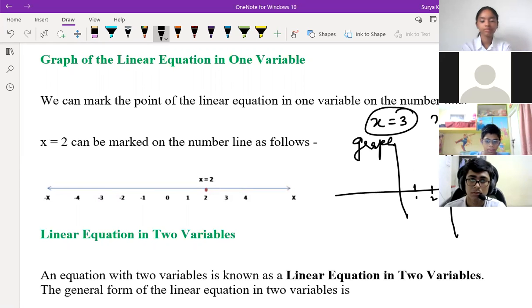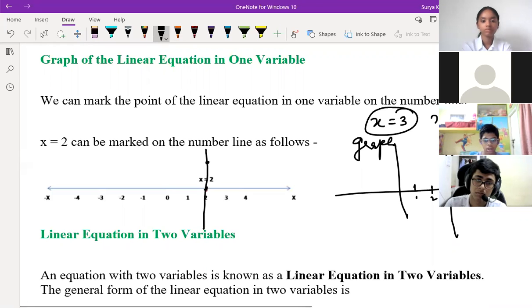So x is equal to 2 can be marked on a number line as follows. Linear equation in one variable. Why are we not writing this line, you know? If you write this line exactly, so what happens? We have to get two equations. You can write that also, not a problem in that. You can point here and you can make one line. But if somebody asks you whether x is equal to 2 is a point or a line, you should tell line only.